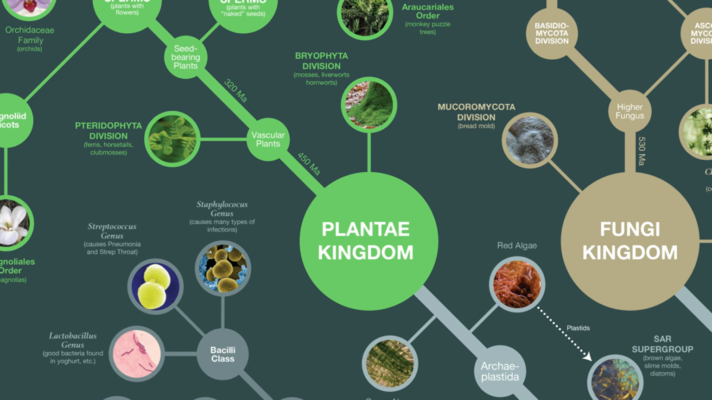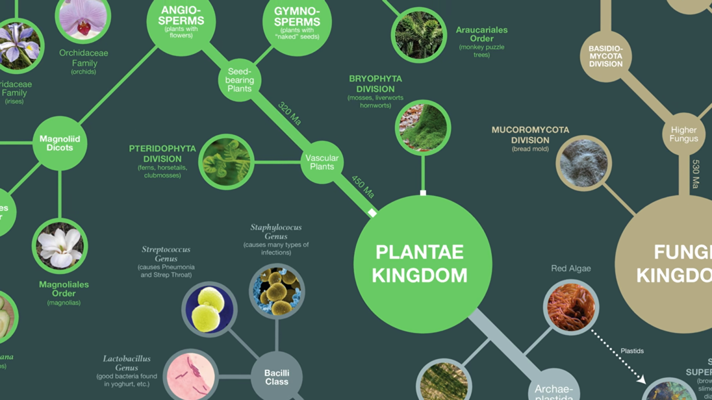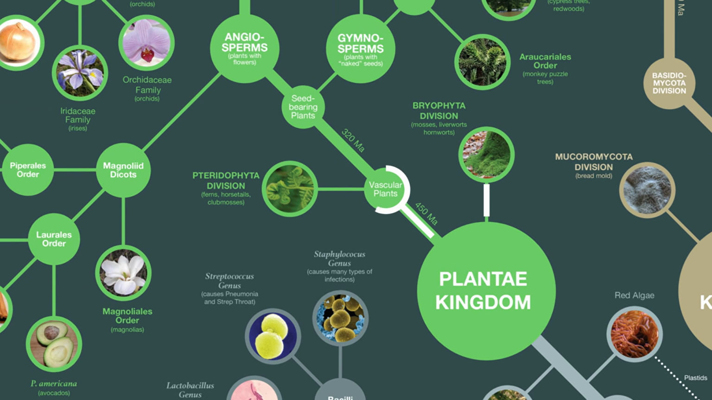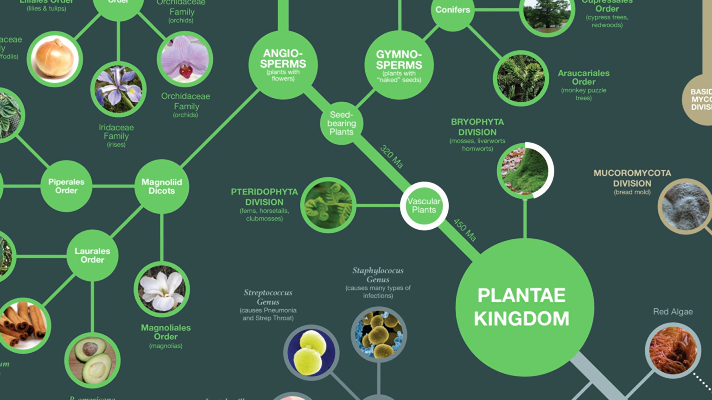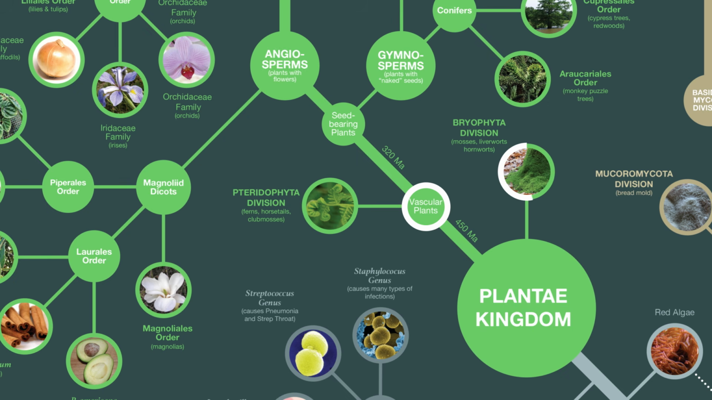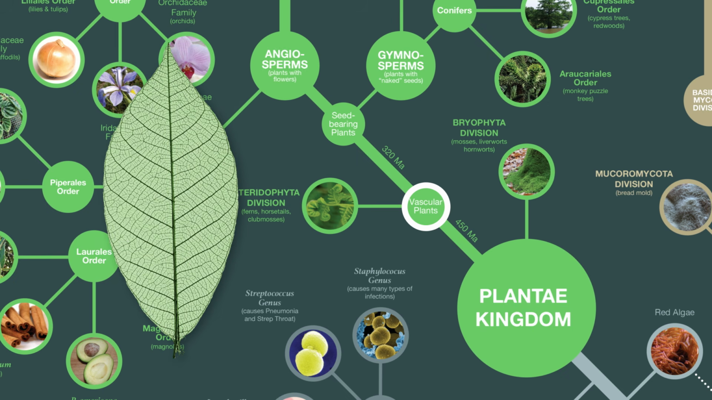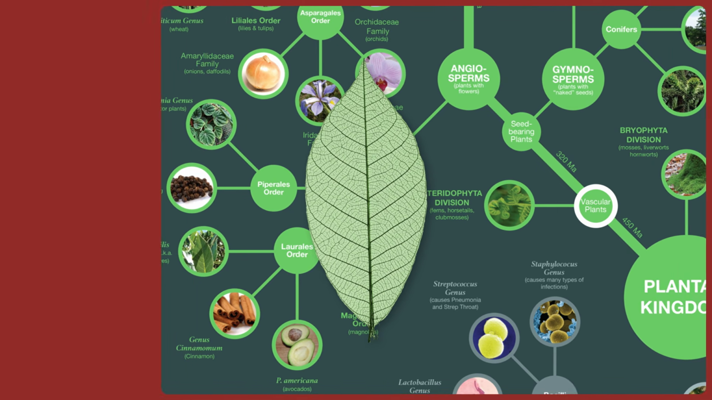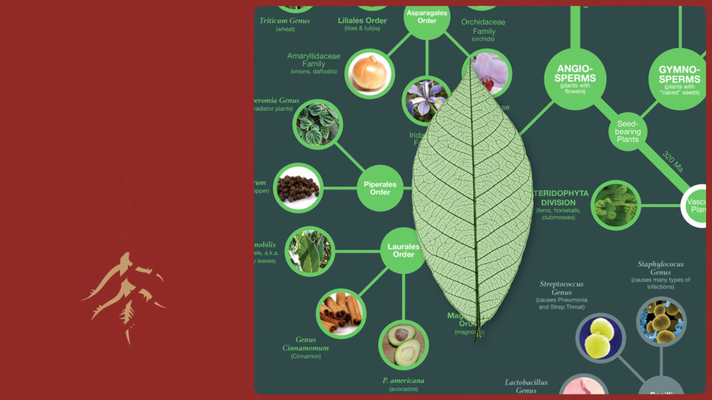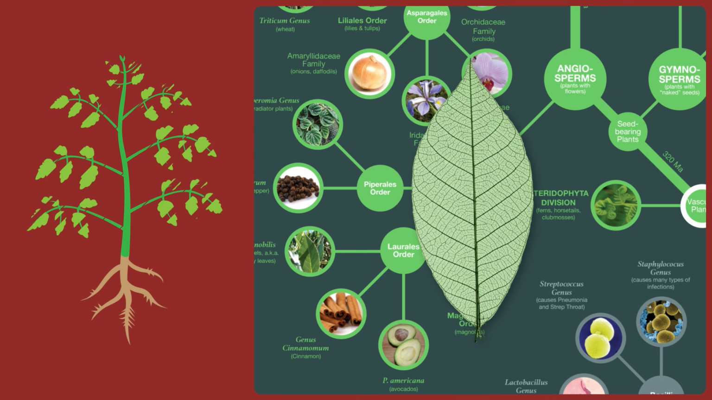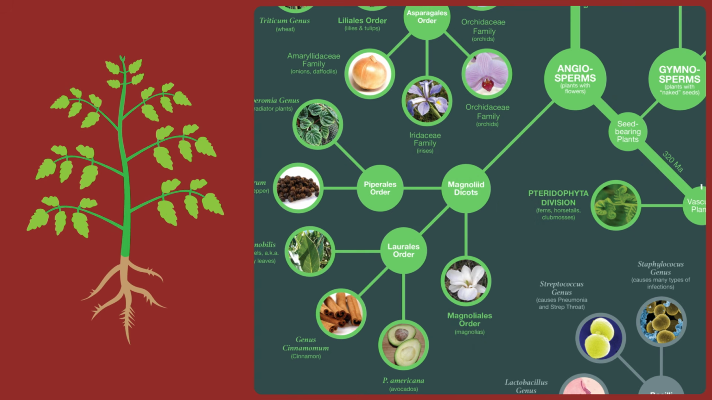Okay, so the first major split within the plant kingdom is between vascular plants and non-vascular plants. Vascular plants have a network of veins, kind of like we animals do, but whereas our veins carry blood, plant veins carry water and nutrients. Together, plant veins make up all the various features that we tend to associate with plants, things like roots, stems, branches, and leaves. But not all plants have these things.